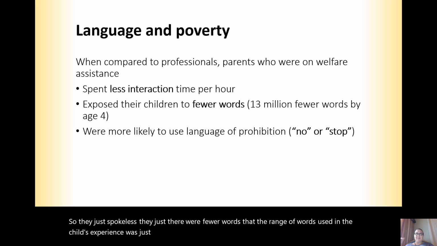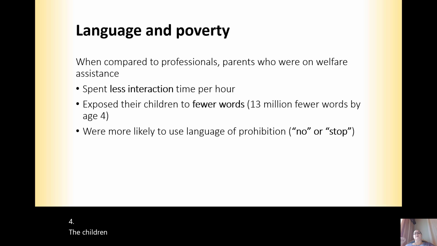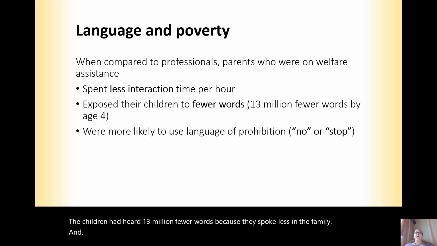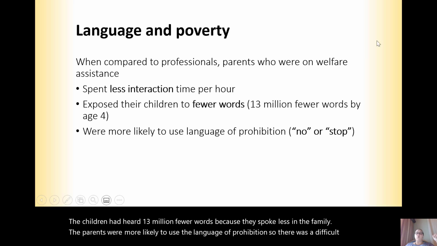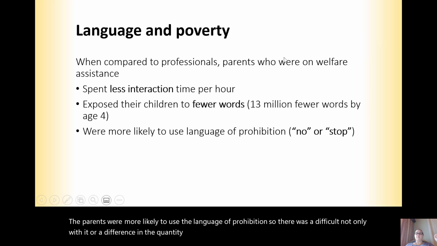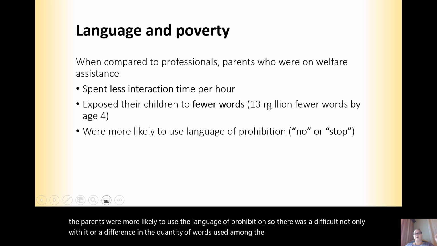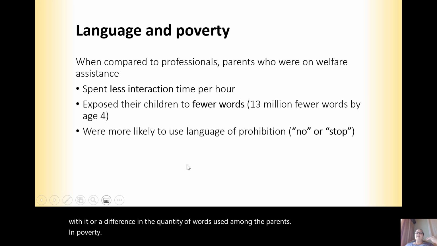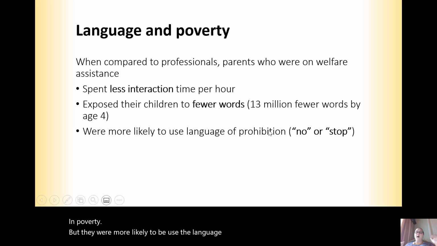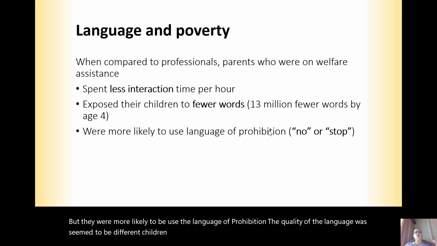And so then the researchers calculated the difference. By age 4, the children had heard 13 million fewer words because they spoke less in the family. And the parents were more likely to use the language of prohibition. So there was not only a difference in the quantity of words used among the parents in poverty, but they were more likely to use the language of prohibition. The quality of the language seemed to be different. Children were more likely to hear no and stop.